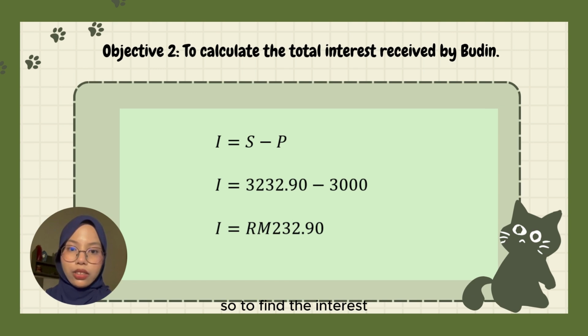Objective 2 is to calculate the total interest received by Budin. To find the interest, we will use the formula I equal to S minus P. Then, we replace S and P with the information given earlier, which is I equal to RM3,232.90 minus 3,000, and then the answer will be RM232.90.